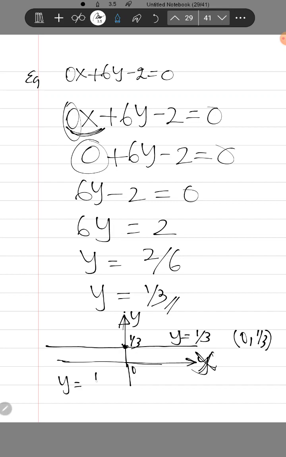y is equal to 1/3. For the x-intercept, we have to give 0 for y. When we put 0 here, 0 is equal to 1/3. So we end up with a false statement. Simply false. When we come up with a false conclusion, it means it does not exist. So there is no x-intercept.